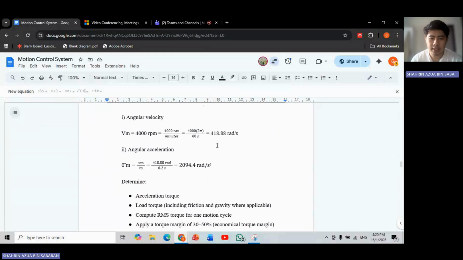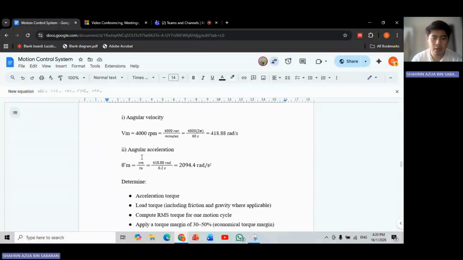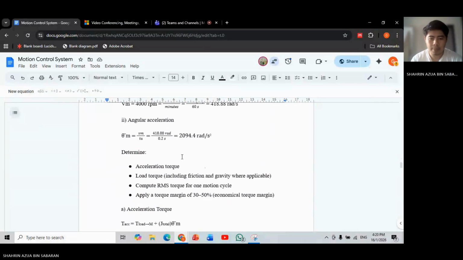The angular velocity is 418.88 radians per second. Now for angular acceleration, the formula is angular velocity over acceleration time. We know the angular velocity is 418.88, and the acceleration time is 0.2 seconds. So when we divide it, we get the angular acceleration, which is 2094.4 radians per second squared.